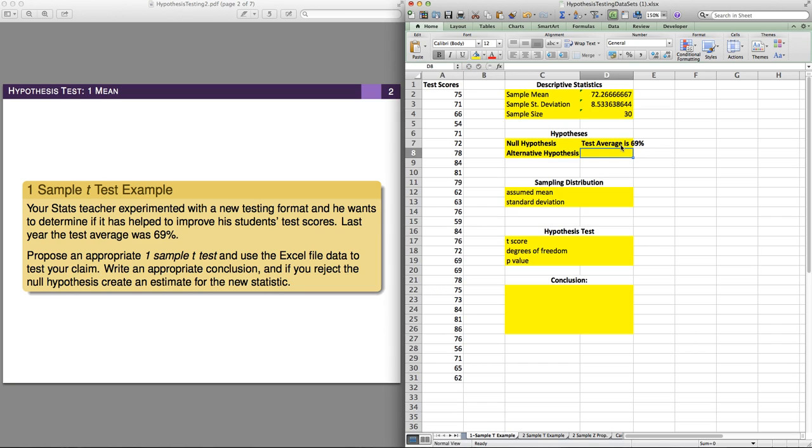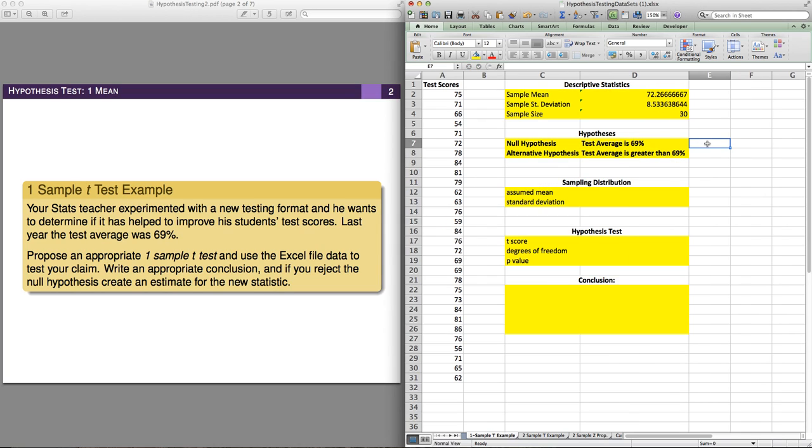Now we're going to presume that this is coming from a random sample of a larger population of exam scores, and that we only know this small sample of 30 scores. What we would like to show is that the test average is greater than 69%. So in symbols, the null hypothesis is the mean equals 69, versus the alternative, the mean is greater than 69.